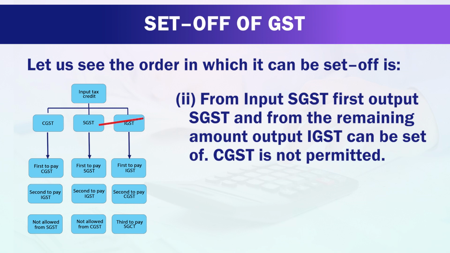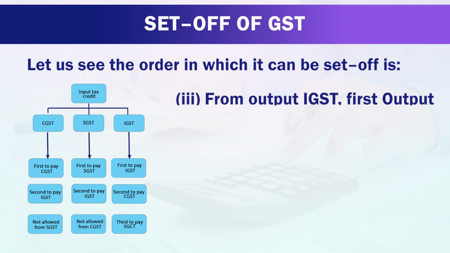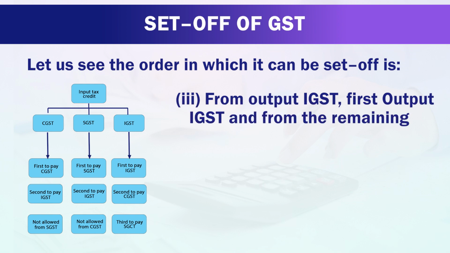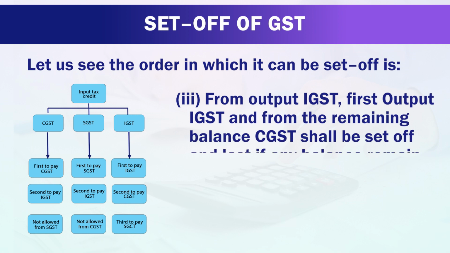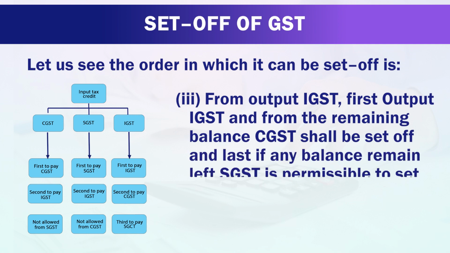Let us understand once again. From input SGST, first output SGST, and from the remaining amount output IGST can be set off; CGST is not permitted. In the third case, we have IGST. From that, first we will deduct output IGST. If any amount remains surplus, we will deduct CGST, and here we have the provision to deduct SGST also. From output IGST, first output IGST, from the remaining balance CGST shall be set off, and last, if any balance remains, then SGST is permissible to set off.